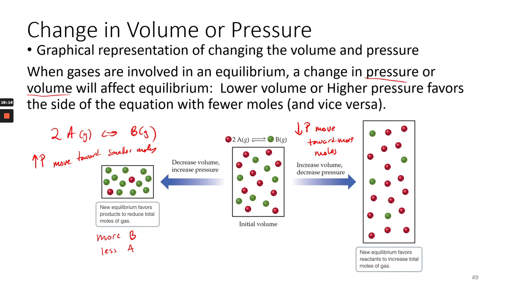So that would be A, and notice I have more A here, more red balls than green balls.